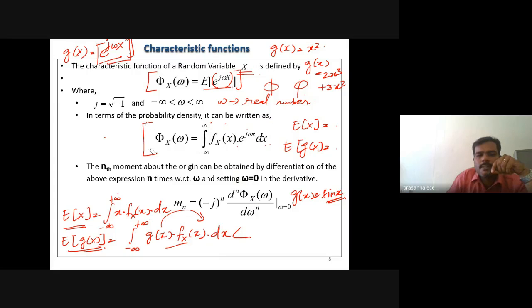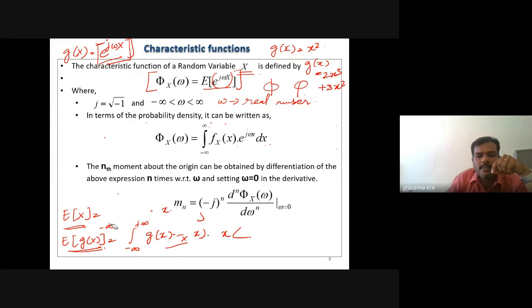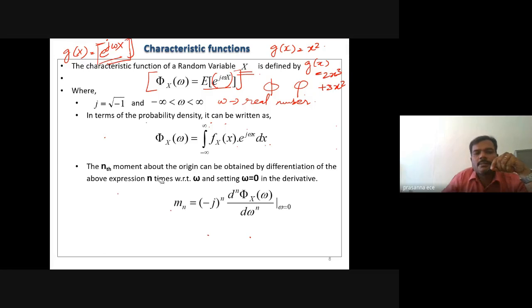Okay, so now this function, this phi x of omega, is known as the characteristic function of x. Why we are going for this characteristic function is that evaluation of moments becomes easy. When you are going for higher order moments, like greater than mu3, you can just evaluate those moments by taking the nth derivative of this characteristic function. So that is the application of this characteristic function.